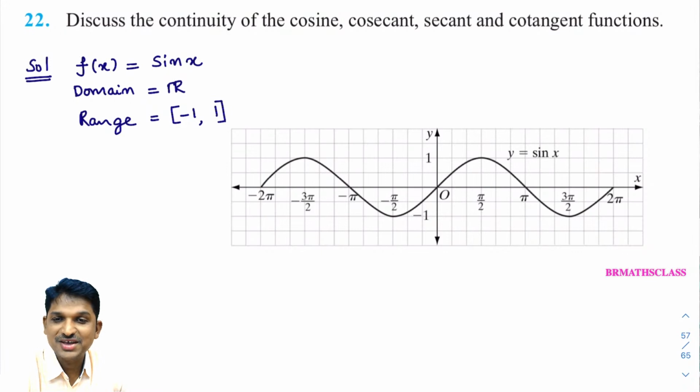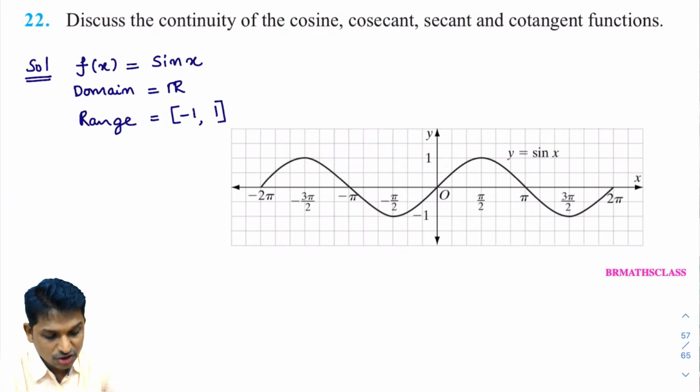What I am trying to say, there are two methods to discuss continuity. One is formula method. Till now, whatever the problems we did, they are all formula method. Now this is graph method. What is this graph method? When the given function is a standard function like sin x, cos x, tan x, modulus function, secant x, fractional part function, in that case, I'll draw the graph and I'll discuss its continuity.